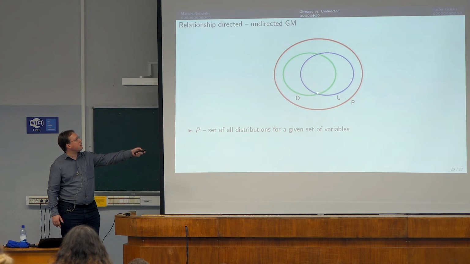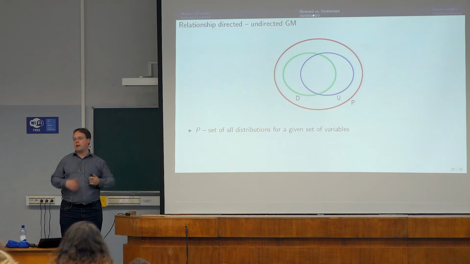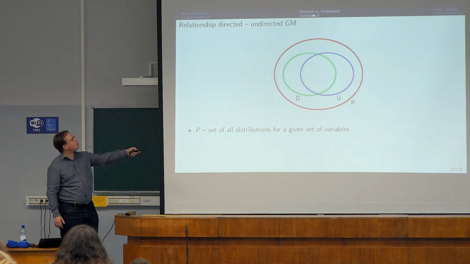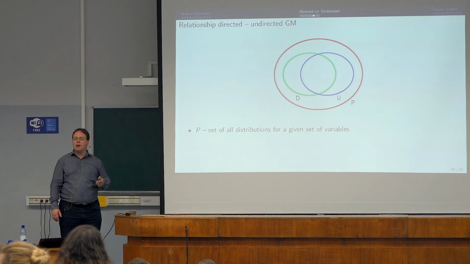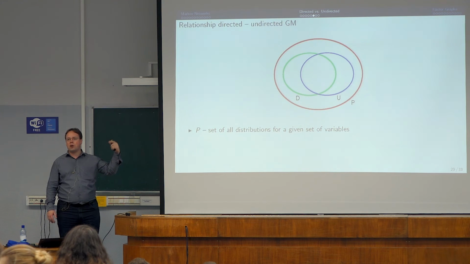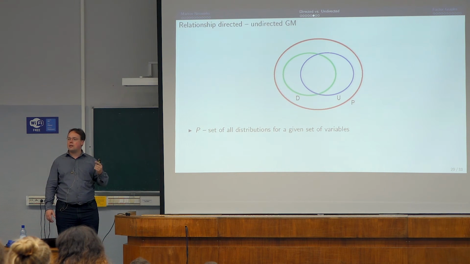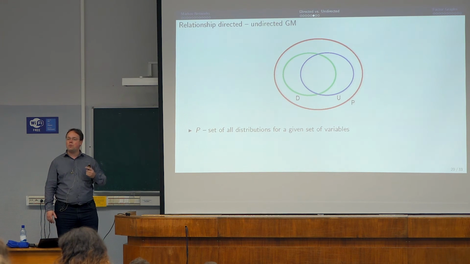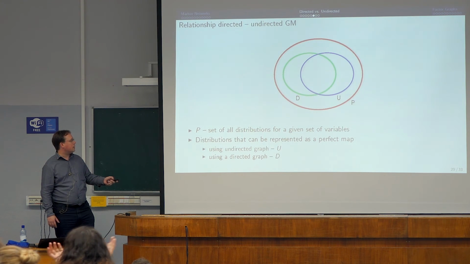This is the same for undirected. And the fact that they overlap means there are some distributions that have a representation as one and as the other. But there are also some which can only be written in one way easily and not in the other way. That doesn't mean they cannot be written as a graphical model at all, but the graph would not be perfect for it. So there would be additional or missing independence statements.